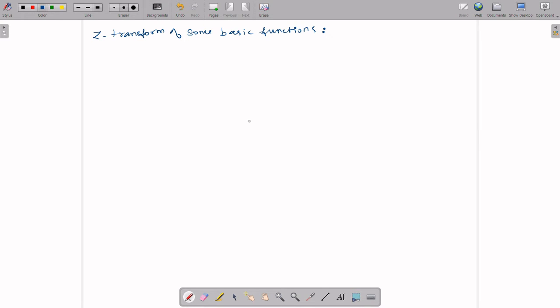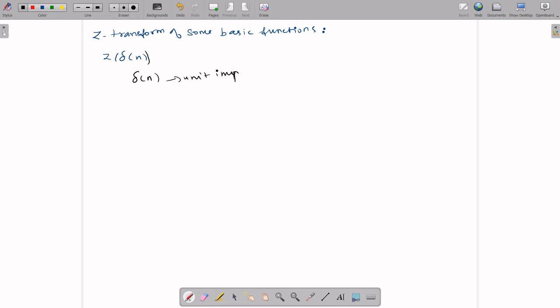Hi friends, today we are going to see the Z transform of some basic functions. Now we are going to see what is the Z transform of delta n. What is the Z transform of delta n? Delta n is the unit impulse sequence.